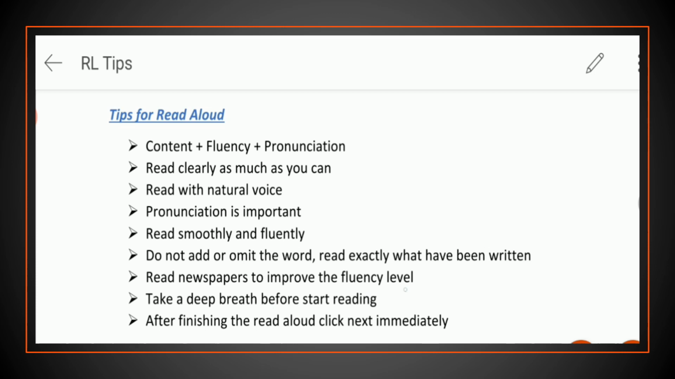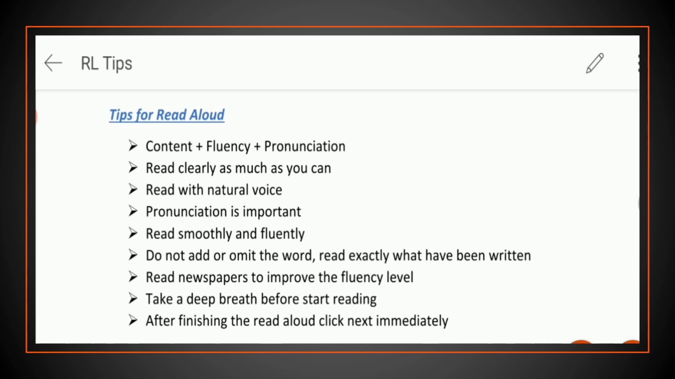And take a deep breath before you start reading, so you do not have to take unnecessary pauses to breathe. After finishing the read aloud, click on the next button immediately, so you can avoid unnecessary noise being recorded by your microphone. Whenever you finish, just click on next and you will be given another read aloud. In your exam, you will get 6 or 7 read alouds. So follow these tips and do read aloud.